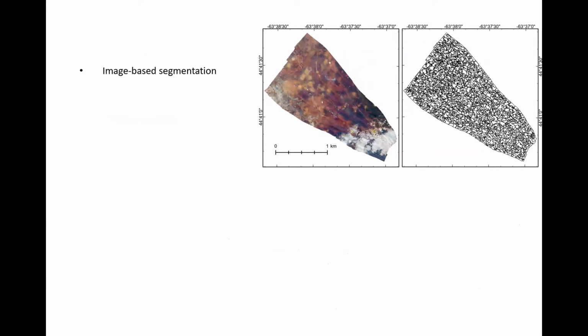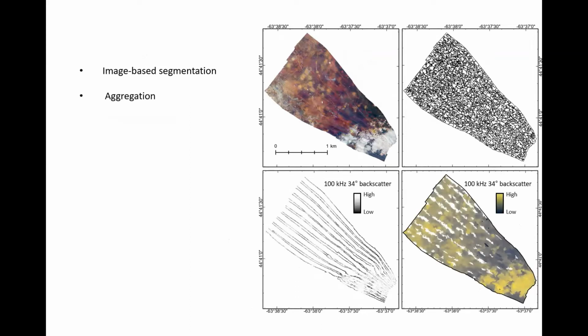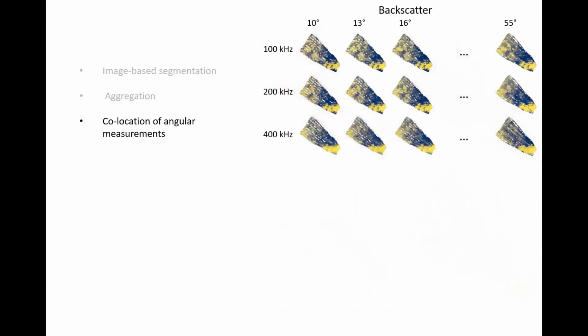But the way we're looking at using those pieces of information is all predicated on image-based segmentation methods. So if you're familiar with the concept of superpixels, it's similar to that. It's segmenting at an extremely high resolution, to get really small image segments, from which we can aggregate the high resolution angular and frequency information. So even though a given angle and frequency might only impact a small area on the seafloor, we can aggregate it to a slightly larger area using segmentation techniques. But more importantly, it allows us to co-locate measurements from different angles and different frequencies, and that's where it starts to get interesting.